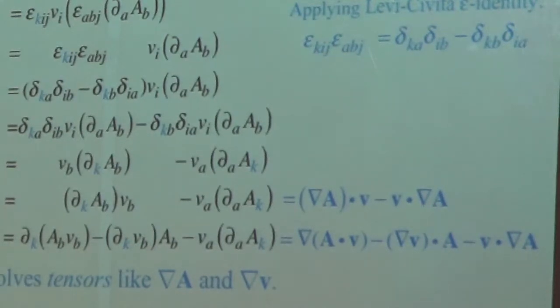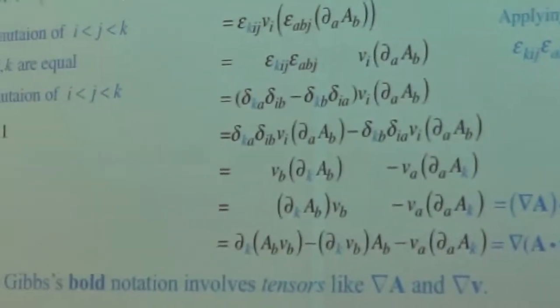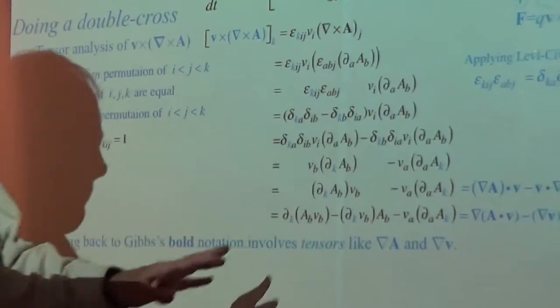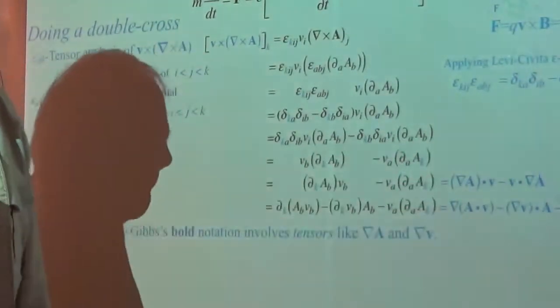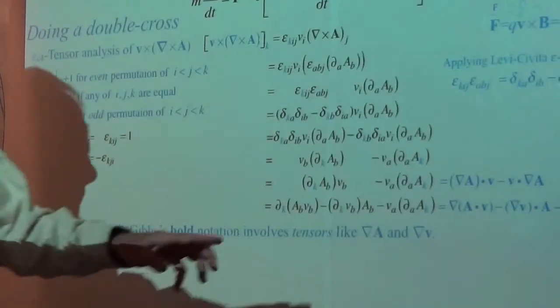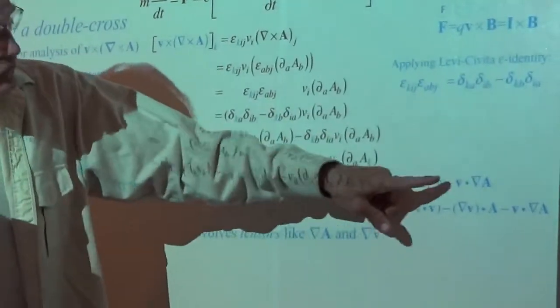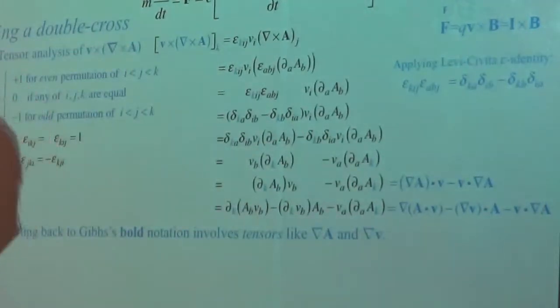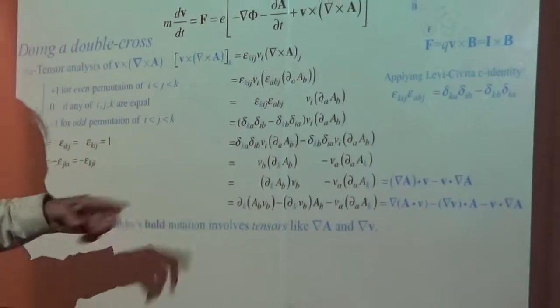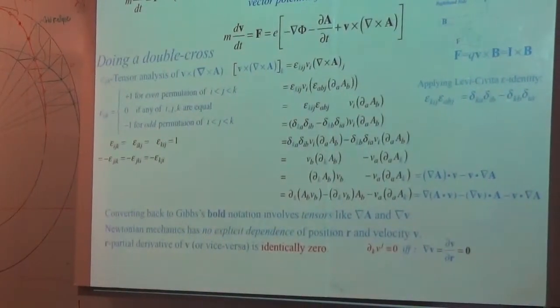So I recommend this highly, in the sense that otherwise you have to remember identities. It's difficult to do Gibbs notation because its calculus is sort of ambiguous. This is much less ambiguous. So you're converting this thing back to this Gibbs bold notation using those.